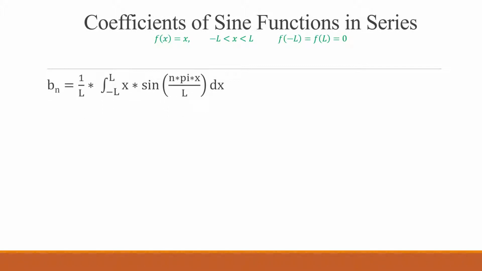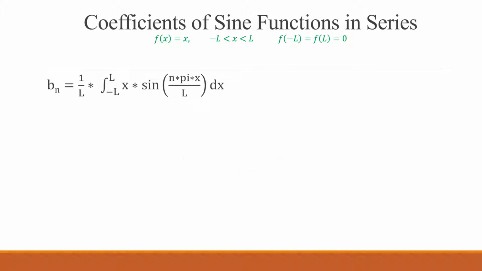Clearly we can see that f of x has been replaced by its value x. This is the same relation as we got in the previous slide, that is Bn is equal to 1 over L times integral of x times sine of n pi x over L with limits of integration from minus L to L. In order to get the value of Bn, we need to integrate this product of two functions. One of the functions is x and the other function is sine of n pi x over L. For these two functions, we can apply the technique of integration by parts.